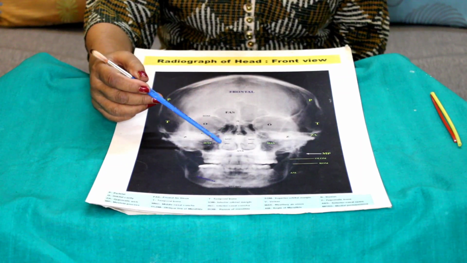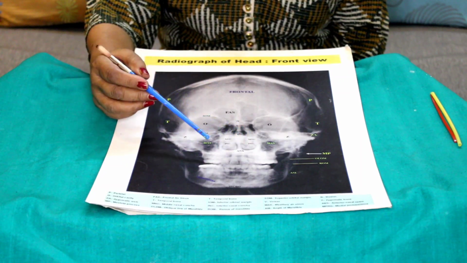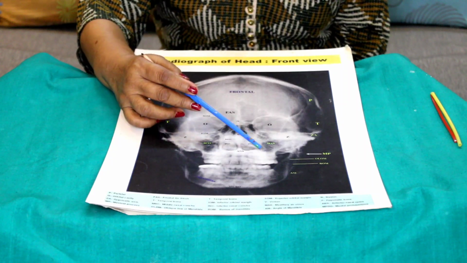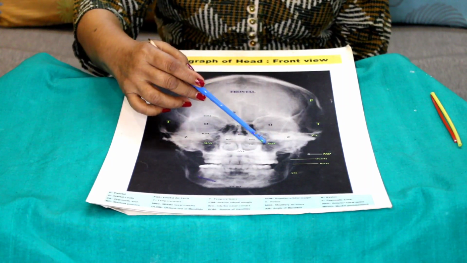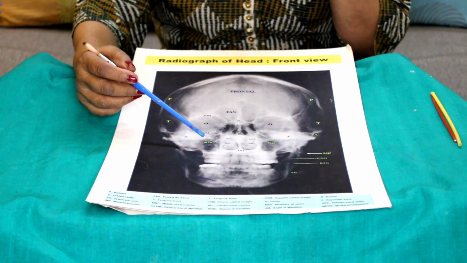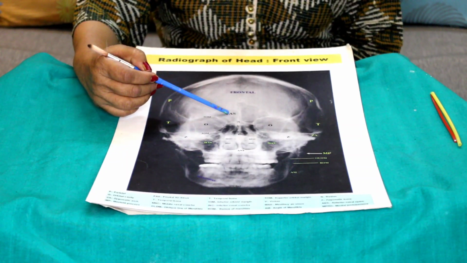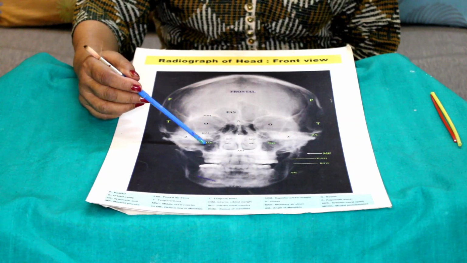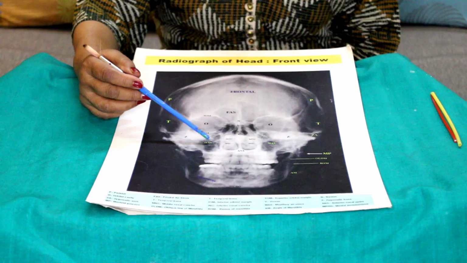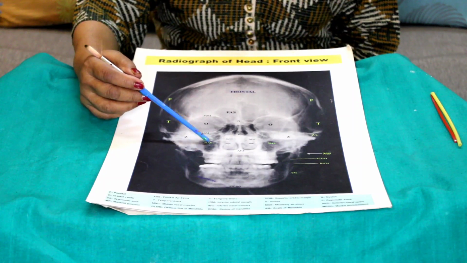Next, you will see by the side of the nasal cavity there is a big pyramidal shaped black color area, and this is the maxillary air sinus. When you feel your cheek, when you feel your forehead, if you deeply feel, if there is pain, then you will confirm that this is the case of sinusitis.